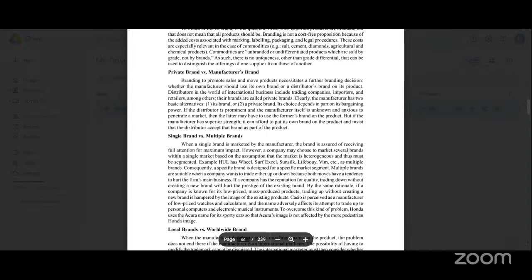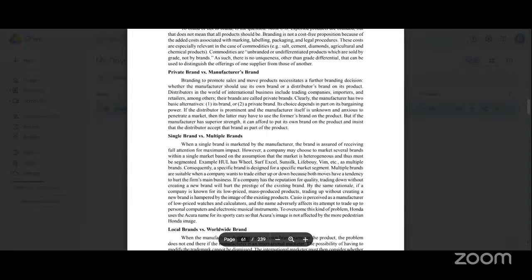Clearly the manufacturer has two basic alternatives. What are they? First and foremost is the manufacturer's own brand. The second one is a private brand. The choice depends in part on its bargaining power. If the distributor is prominent and the manufacturer itself is unknown and anxious to penetrate a new market, then they may choose to go with the distributor's brand on the product. But if the manufacturer has superior strength, that means they come from a position of strength where they may have been well established in the local market, they may force the distributor in turn to accept the brand as part of their product offerings.